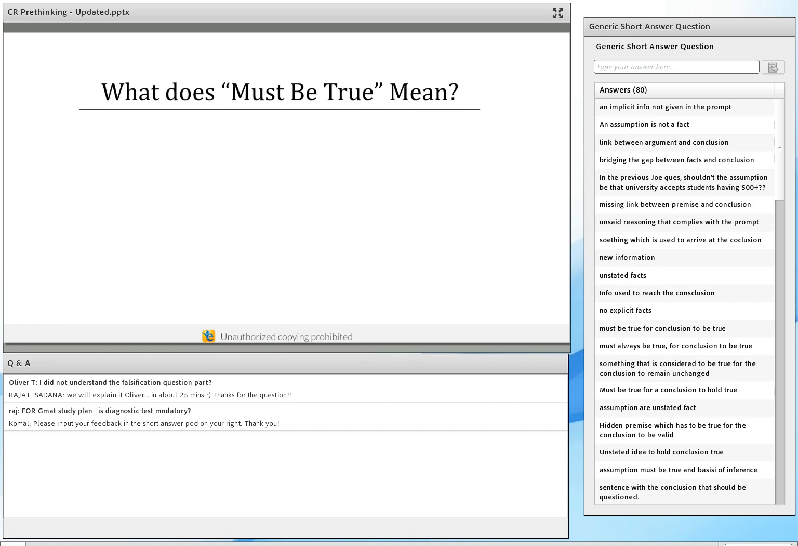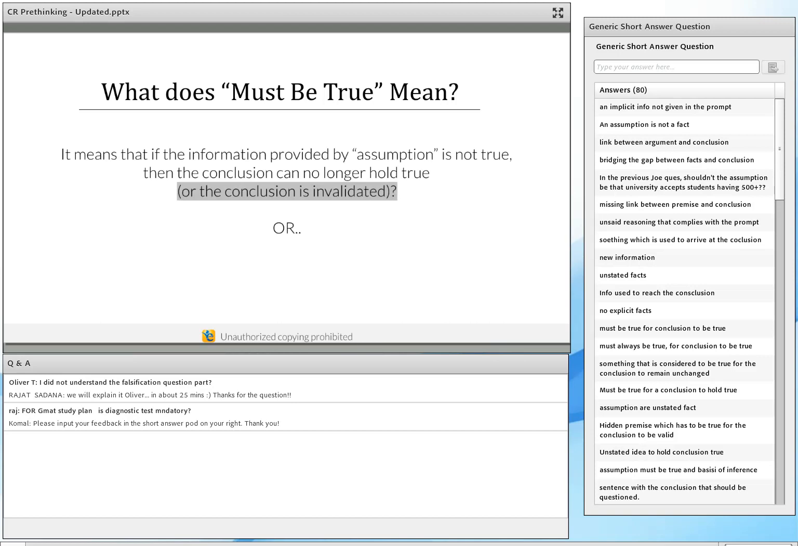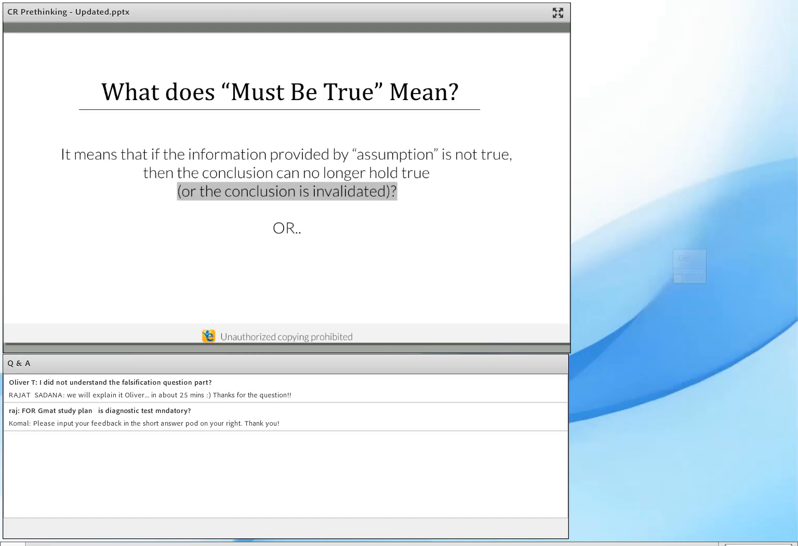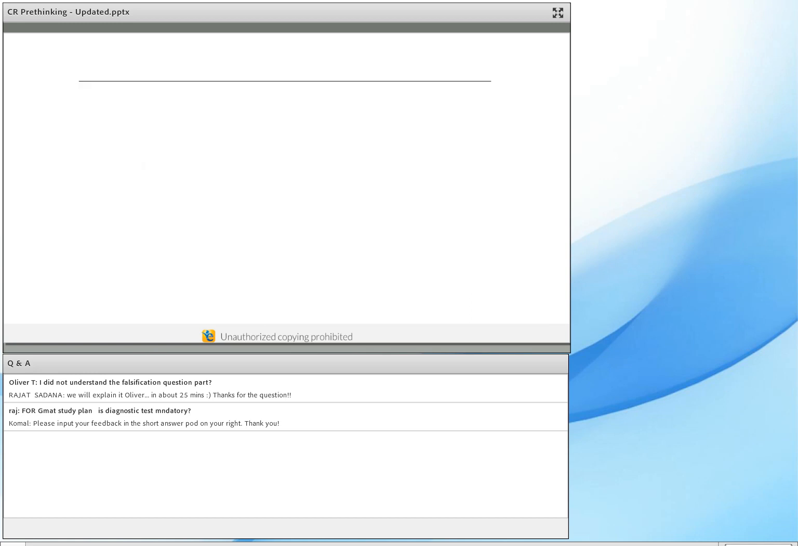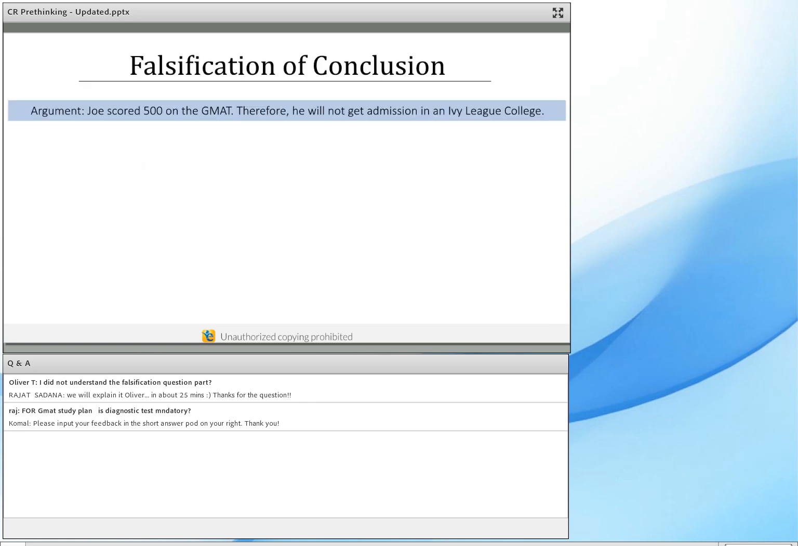Okay, so then let's talk about what this "must be true" means. What "must be true" means is that if the information provided by the assumption is not true, then the conclusion can no longer hold true, or the conclusion can break down. Okay, that's the meaning of "must be true". And let's take our prior example and apply this condition to it.